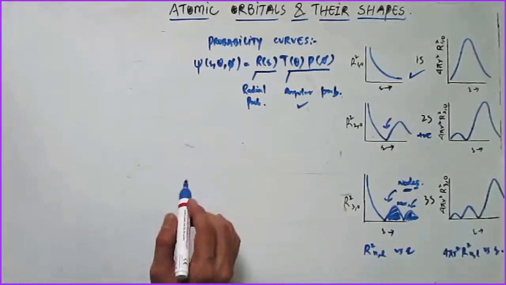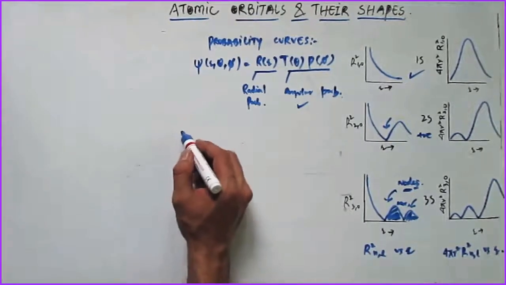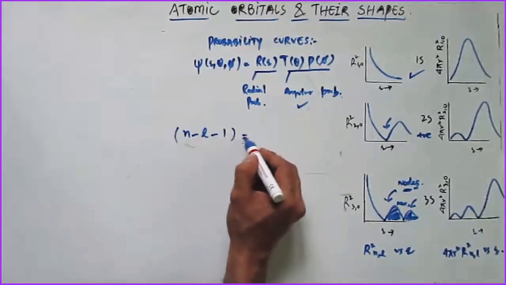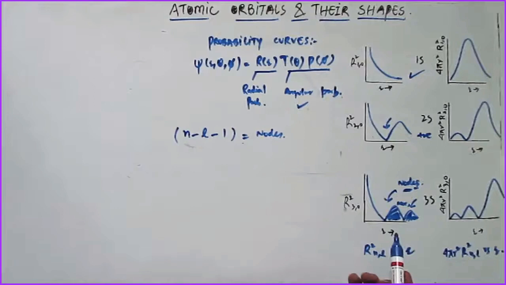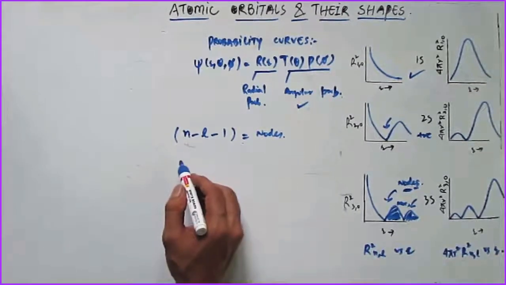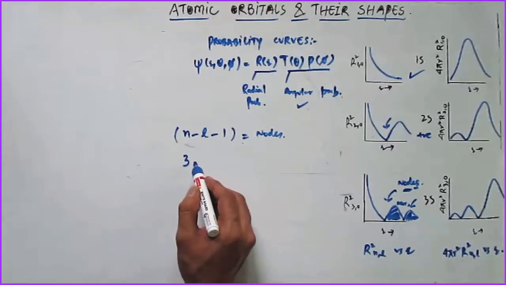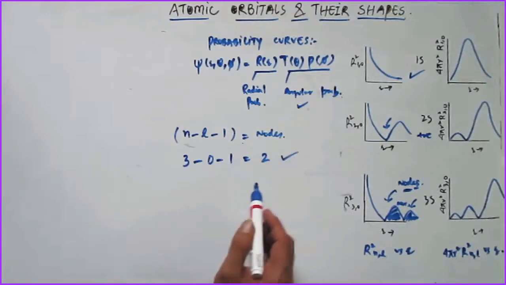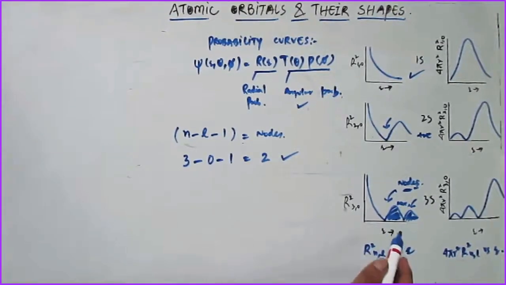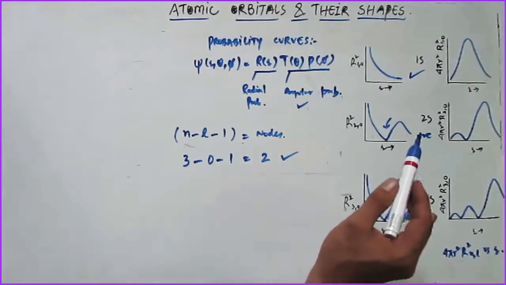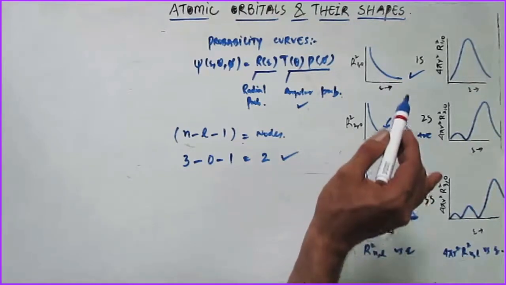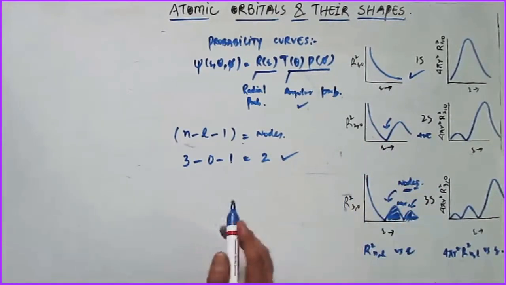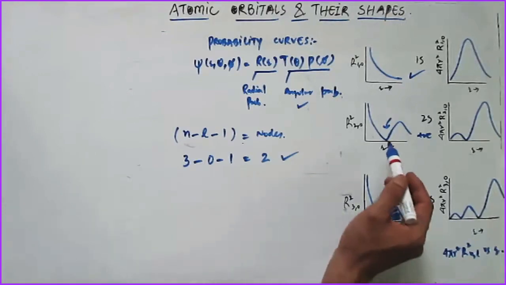If you have to calculate the number of nodes for a particular atomic orbital, you use the formula n minus L minus 1. For example, for the 3s atomic orbital, n is 3, the azimuthal quantum number is 0, and minus 1, so that gives us 2. That clearly indicates that there are 2 nodes in case of the 3s atomic orbital, 1 node in case of the 2s atomic orbital, and 0 nodes in case of the 1s atomic orbital. This r is the distance at which the probability of finding an electron changes according to this curve.